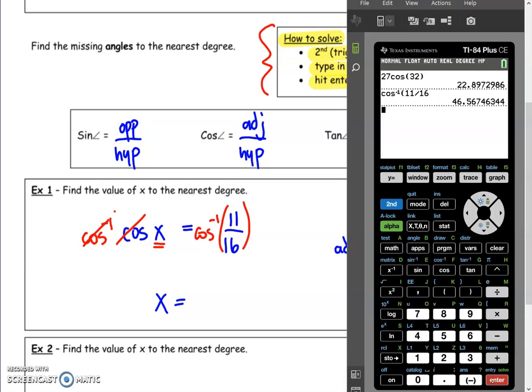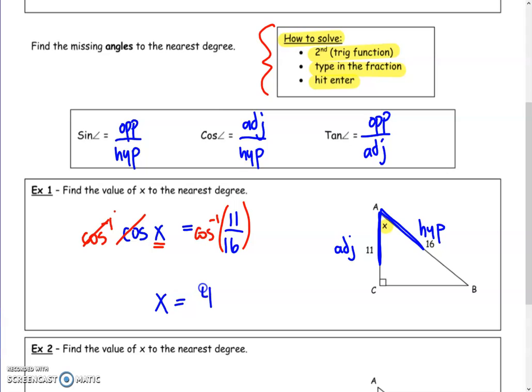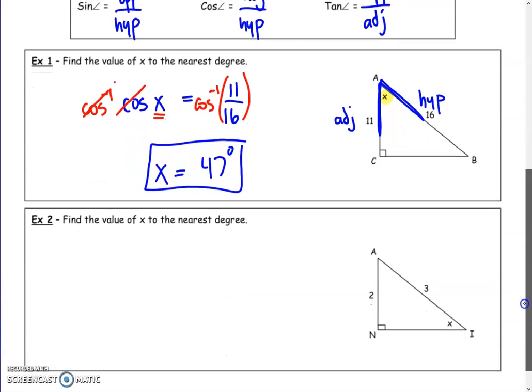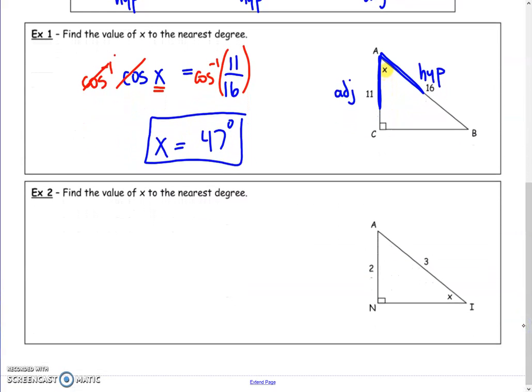So that means no decimal places. It's 46.56, so that will round up to 47 degrees. So that's brand new. That's probably the most complicated thing that we'll do in this unit. Finding that missing angle. All right, example 2.